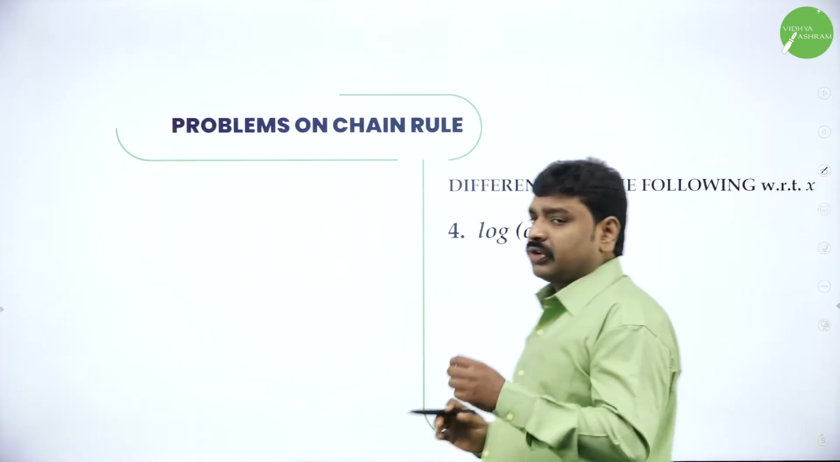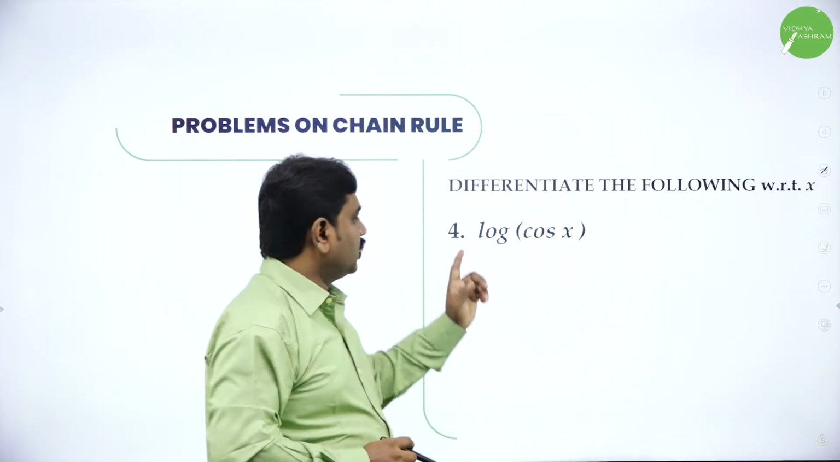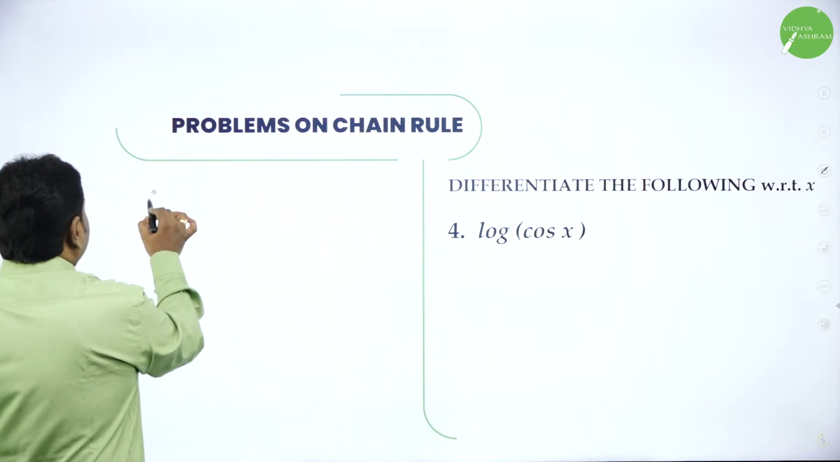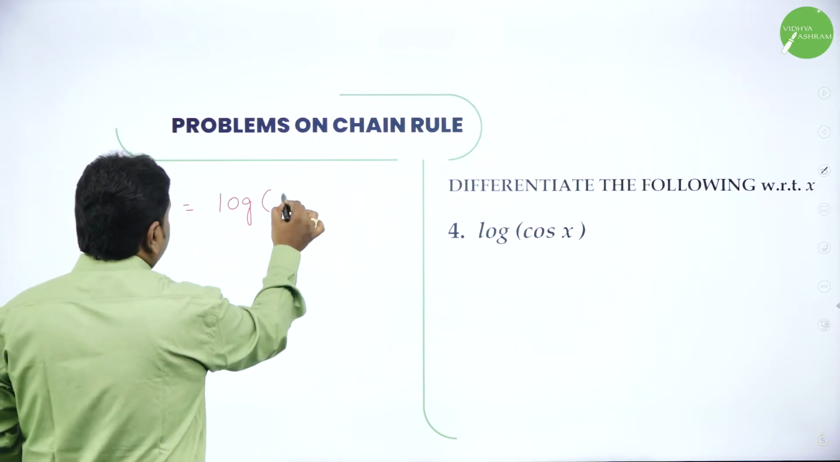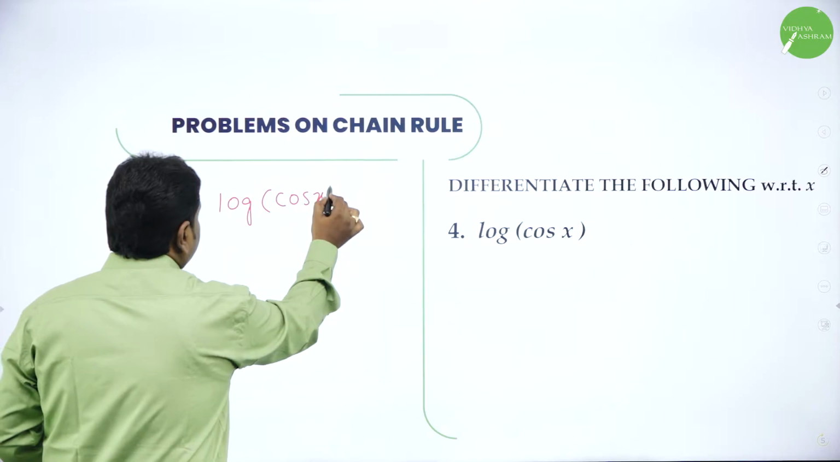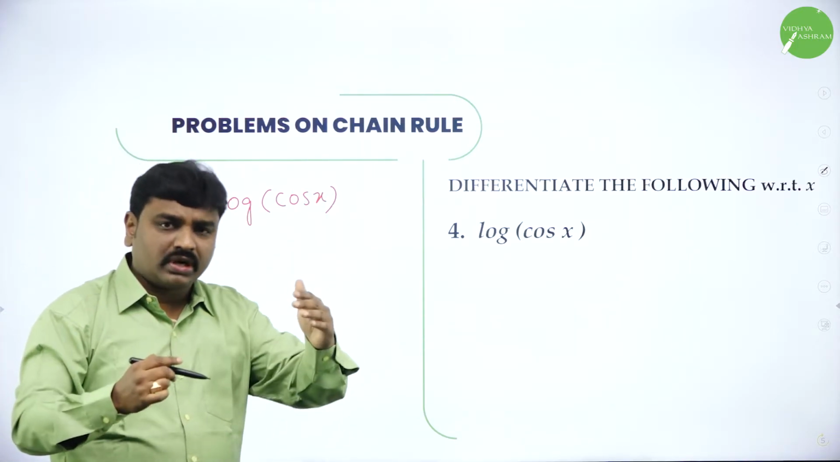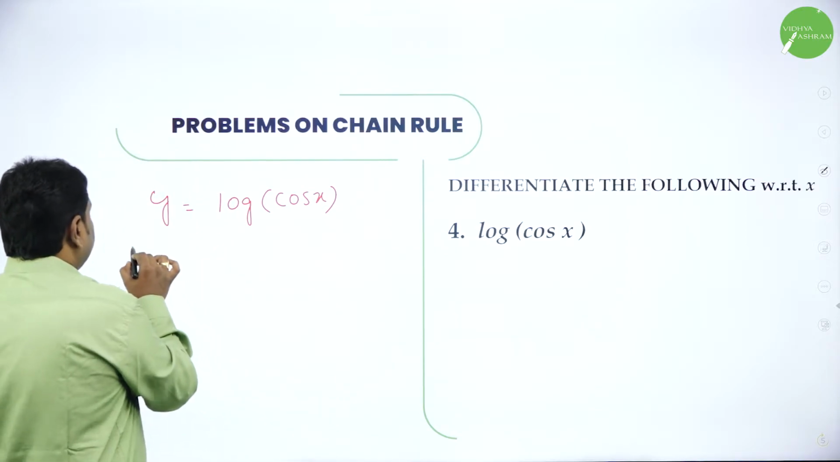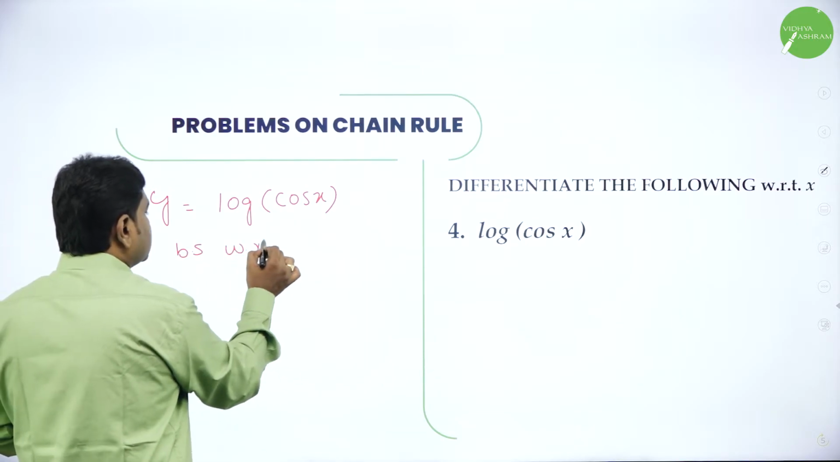So log of cos x. If they don't give a base, we will assume the base as e. Log of cos x is in the form log f of x. So y is equal to log of cos x. This is the fourth problem we are solving. Again it is in the form log f of x. The derivative of log f of x is 1 by f of x into d by dx of f of x. So differentiate both the sides with respect to what? x.